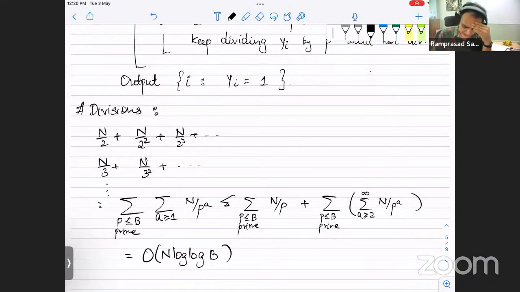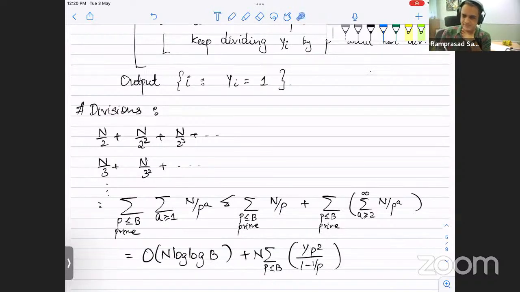Okay, but let's do the other thing. What is that going to be? This is the sum over all primes p less than or equal to b. And what is this going to be? There is a factor of n, let me just pull that out. So it's 1 over p squared plus 1 over p cubed, and so on. So it's going to be 1 over p squared by 1 minus 1 over p.